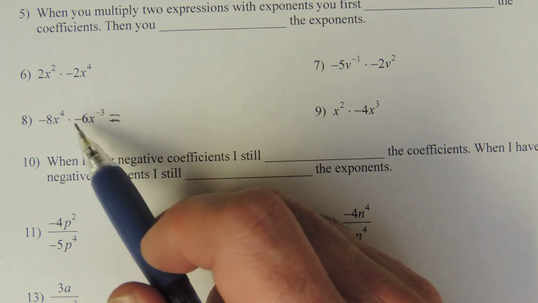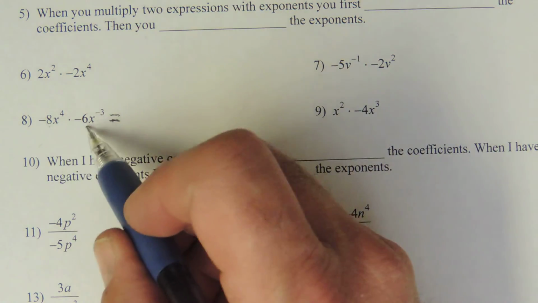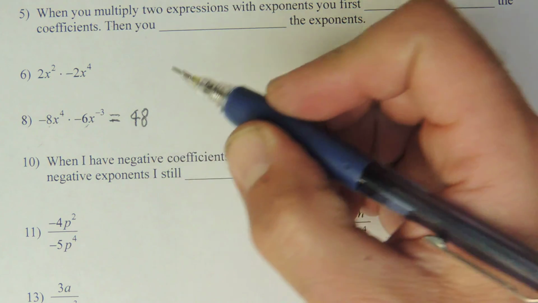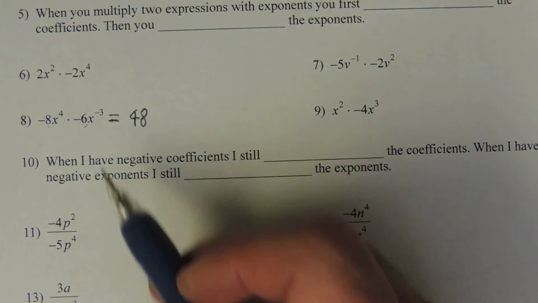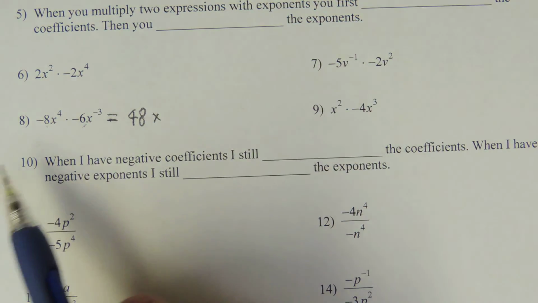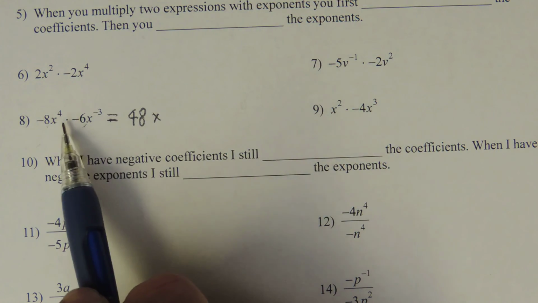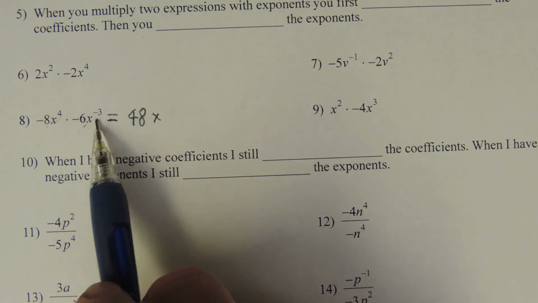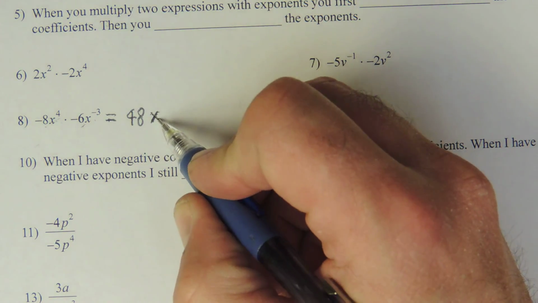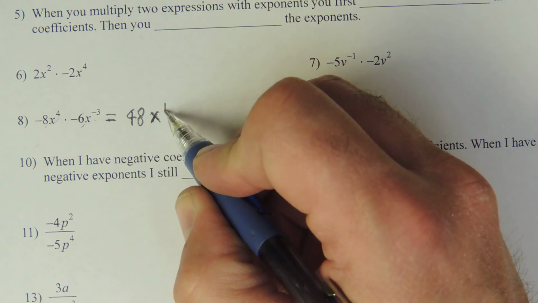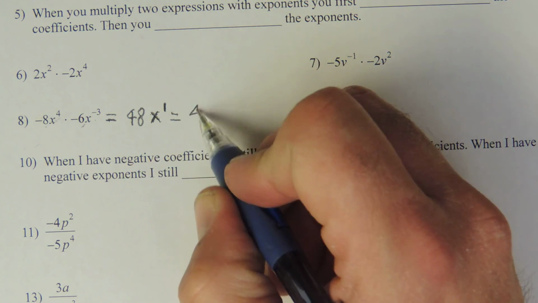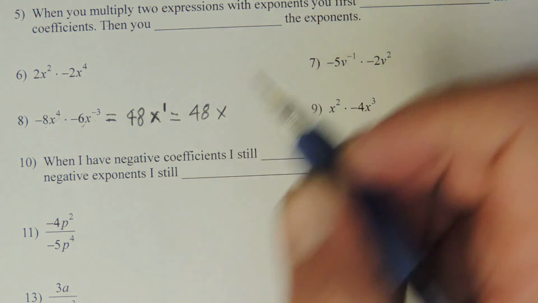Once again, I multiply my coefficients first. 8 times 6 is 48. Negative times a negative is a positive, so I have a positive 48. And then I have my variable, and I add my exponents. So I'm actually going to do 4 plus negative 3, which is the same as 4 minus 3. 4 minus a positive 3, so I get 1. And actually, I don't even have to write that 1. I can just write 48x.